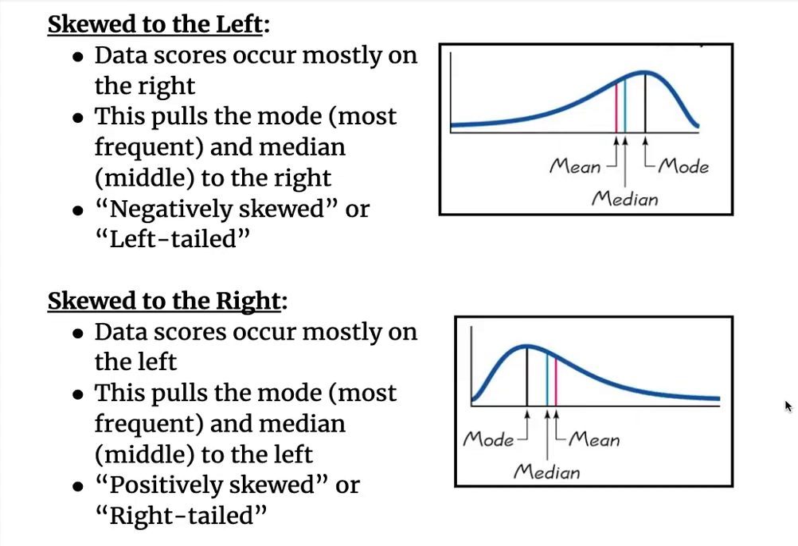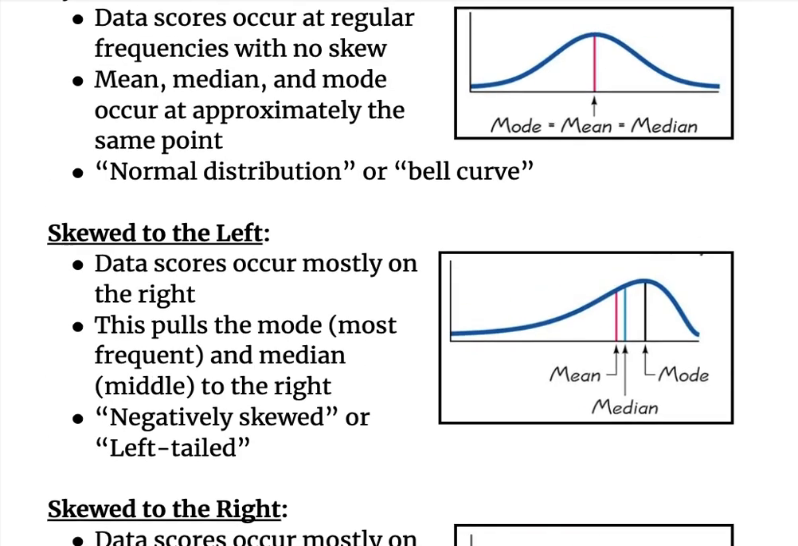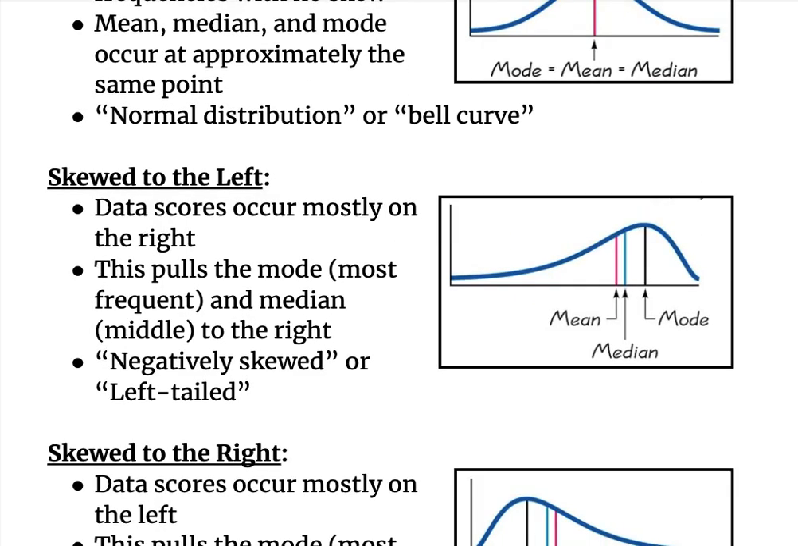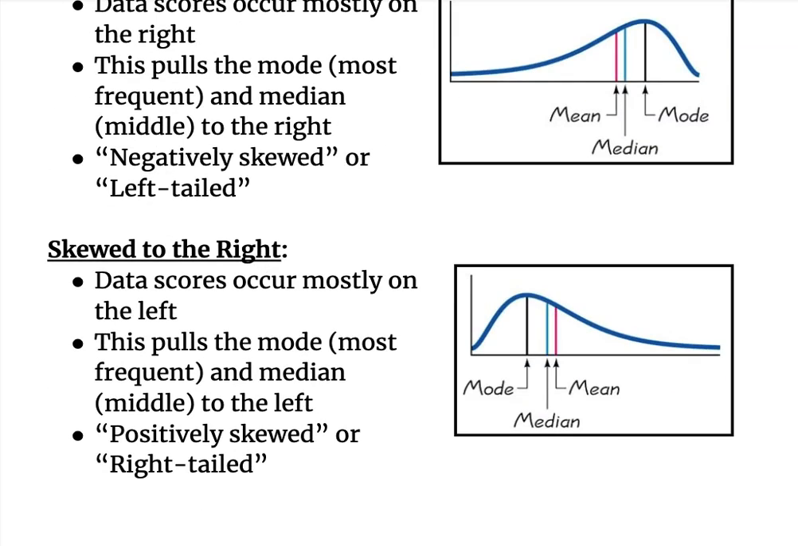And then the third distribution is called skewed to the right, so the tail is on the right. That means the data scores occur mostly on the left. They're clumped on the left. And the opposite of skewed to the left, the mode and the median get pulled to the left-hand side because it means you have a lot more scores on the left-hand side. This is positively skewed as well because positive numbers are on the right, and we also call it right-tailed. So we're looking at the tail. The tail is the skew. Okay, please make sure these three types of distributions and their example pictures are in your notes.